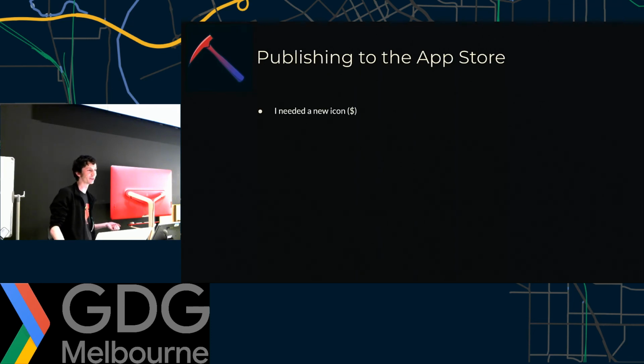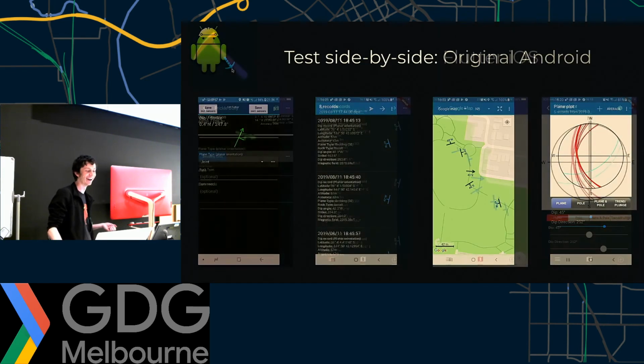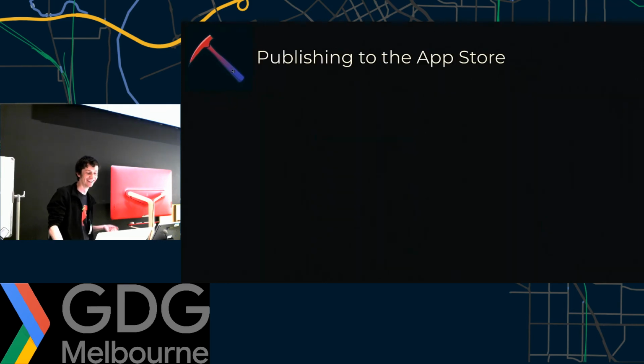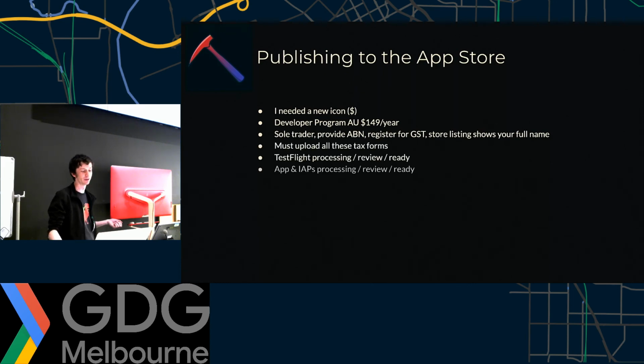So I needed a new icon because I couldn't use that one because Apple has a review. Developer program, sole trader, ABN, GST, upload tax forms, TestFlight, review, apps, in-app processing, review, ready, screenshots, all of this stuff, which none of you have to do on the Play Store. But that's it. It's now in the store as of a week or so ago.